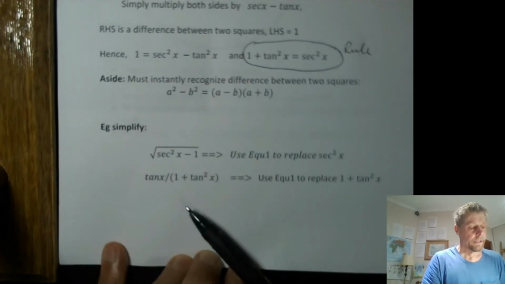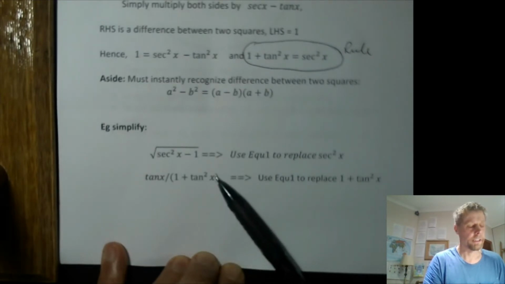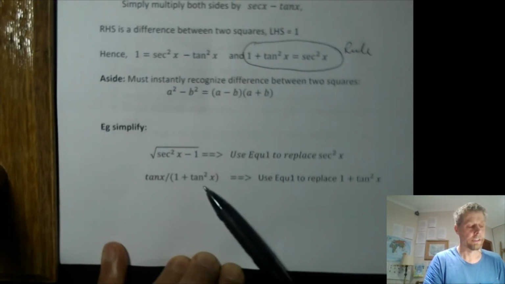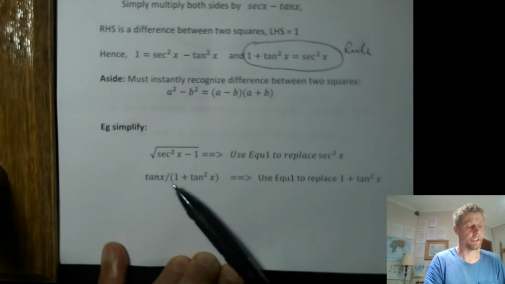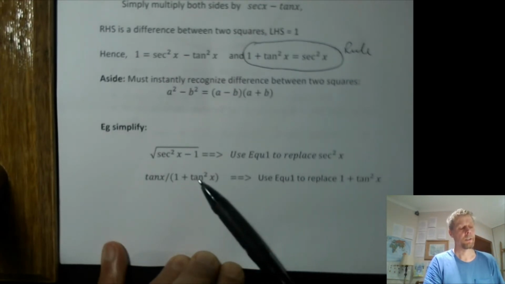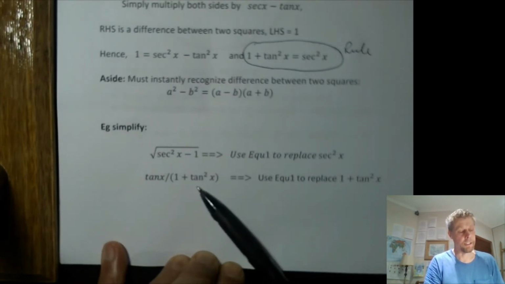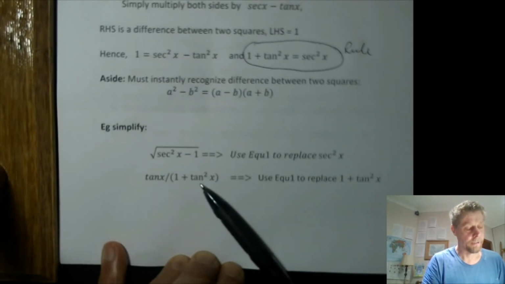What about tan x divided by 1 plus tan squared x? Immediately you recognize that you've got a tan squared x here, and you can replace that. Well, you've got 1 plus tan squared x, which is sec squared x, so you've got tan x over sec squared x, and then you'll see sec squared x is now a cos squared over sine squared. And yeah, so you can easily simplify these things.